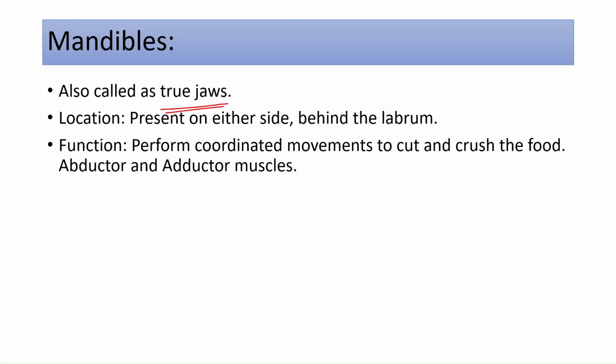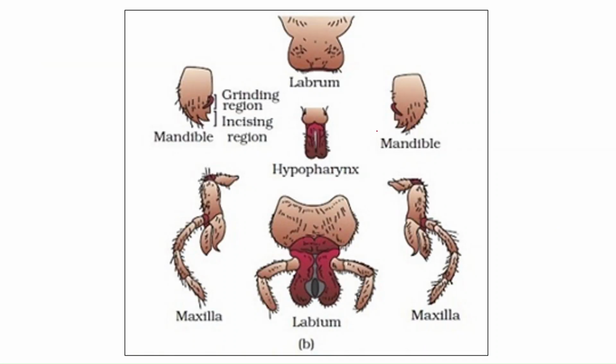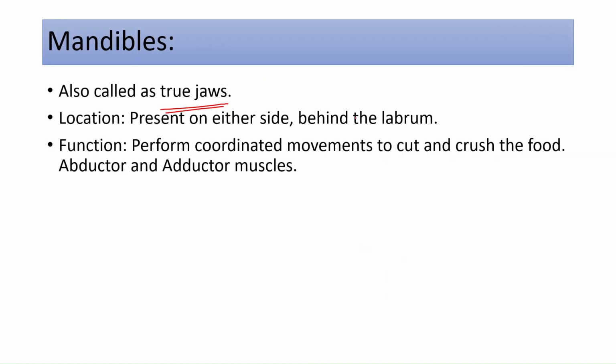It is present on either side behind the labrum. See the location of the mandible. Now these two structures over here are the mandible. So it is present behind the labrum, on either side of the oral cavity. Okay, on both sides and behind the labrum. So this was the location of mandible.